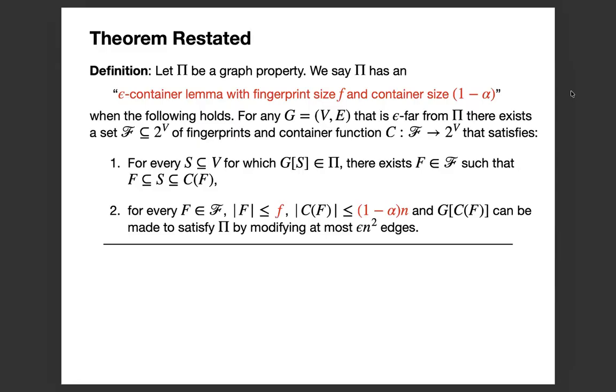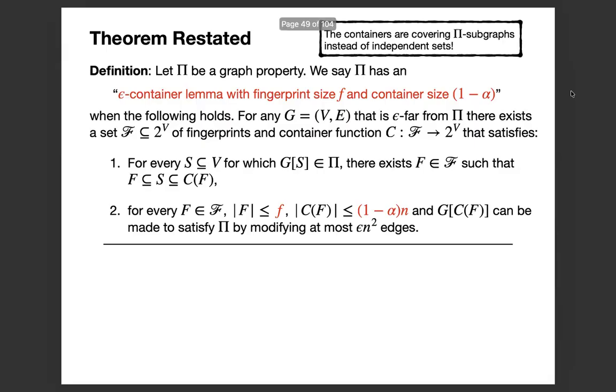And also every fingerprint is smaller than f. So the f is showing up in the definition, and then that's bounding the maximum size of the fingerprint. And the maximum size of the container is bounded by 1 minus alpha. There's a lot going on here, but the short version is that if you're epsilon far from pi, then we can have containers for the pi subgraphs. I'll say that one more time.